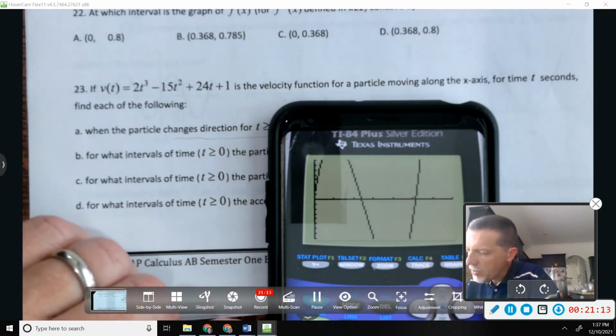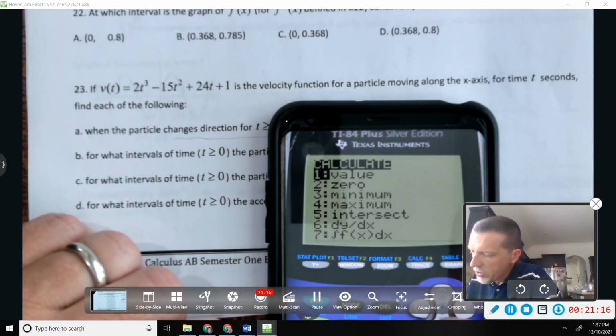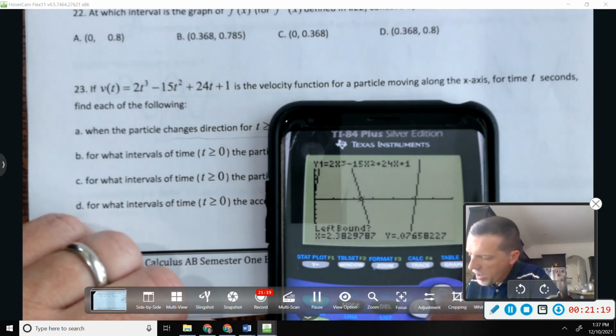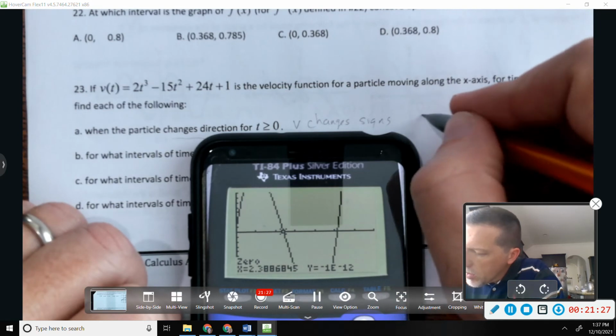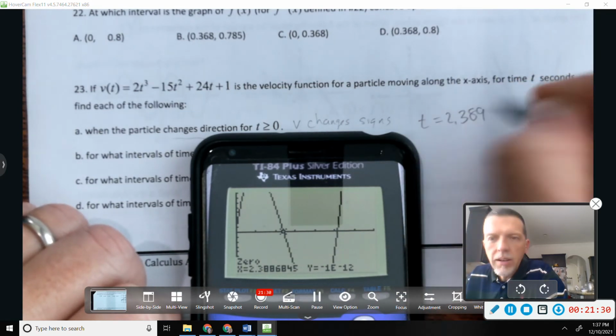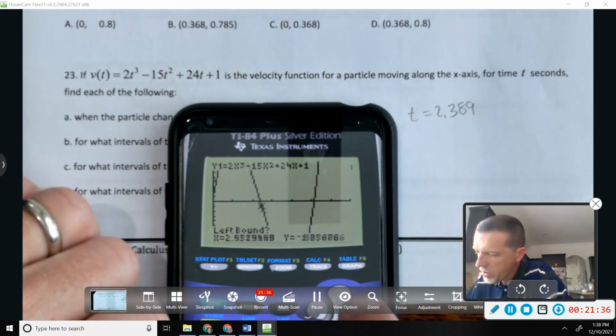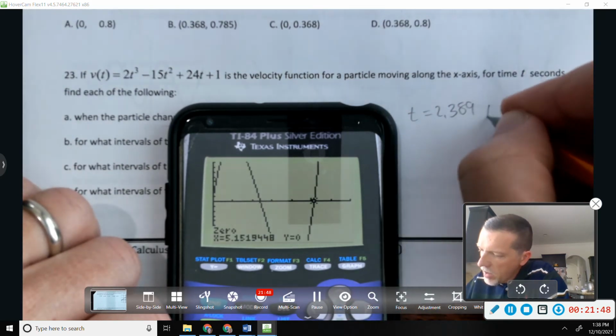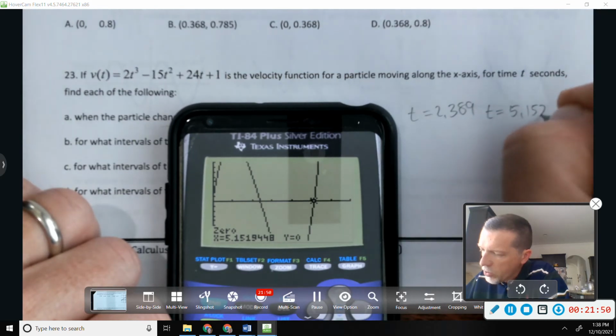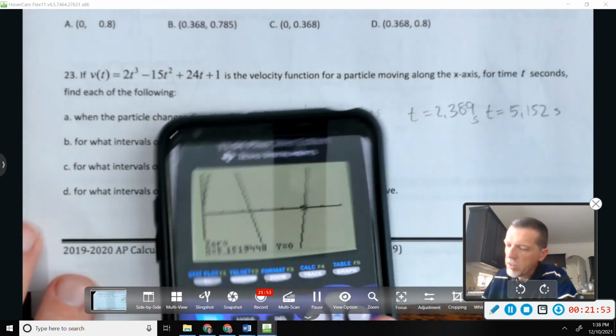Oh, if that happens, it probably means I did not include a 0 in my range. So left bound is positive, right bound needs to be negative for this one. So t equals 2.389 for one of the answers. Second calc 0. Scrolling, scrolling, scrolling. There it is. Left bound, right bound, guess. And t equals 5.152. Both of those in seconds.